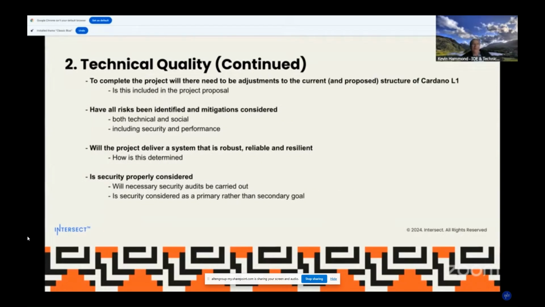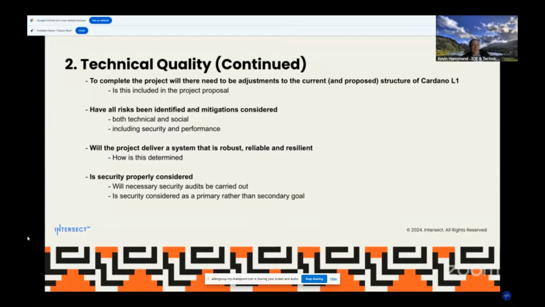Continuing, will there need to be adjustments to the structure of L1, Cardano L1? If so, is it included in the project proposal? Have all risks been identified and mitigations considered? And these could be technical or social risks, including those of security and performance where appropriate. Will the project deliver a system that is robust, reliable, and resilient? This is essential for Cardano, of course.